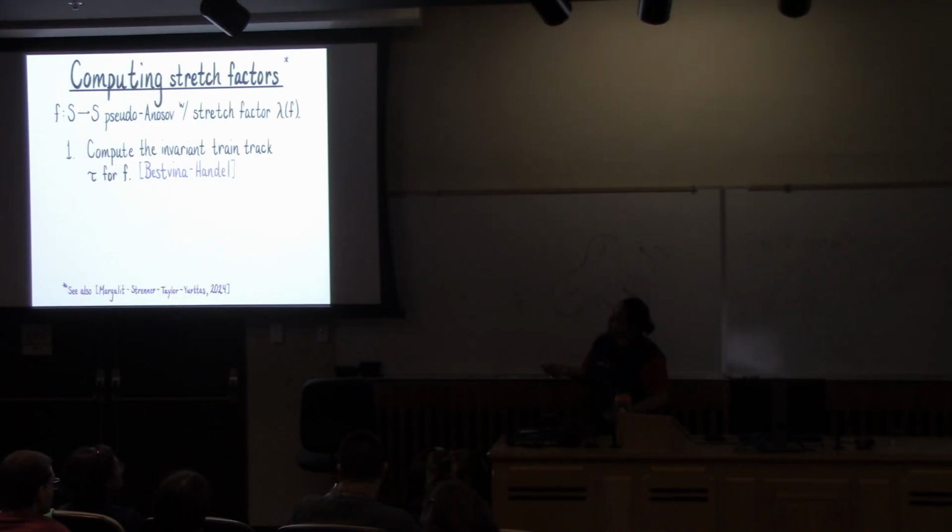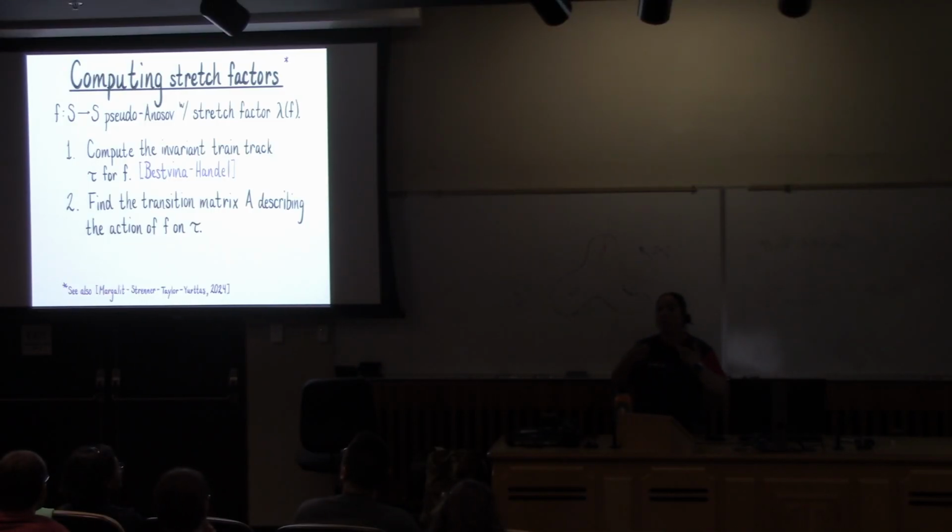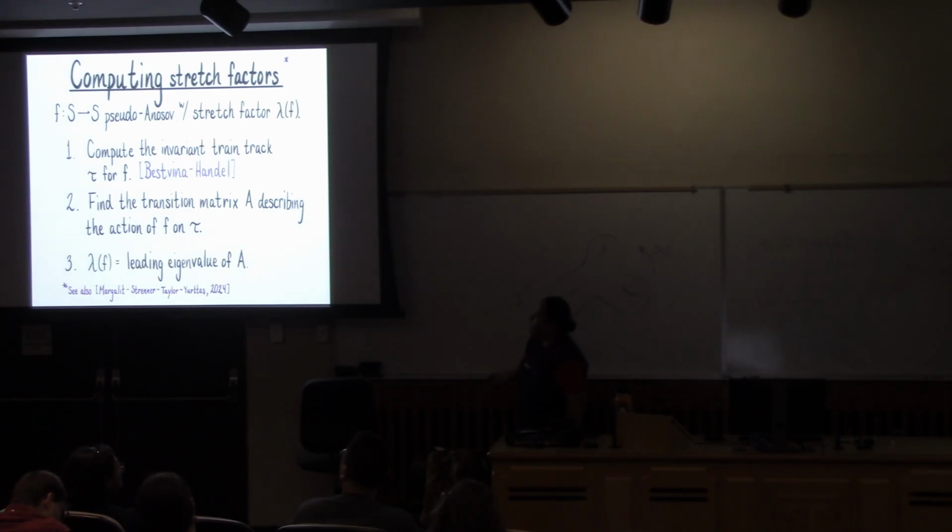You can compute an invariant train track. There's an algorithm for this given by Bestvina-Handel. You find the transition matrix, which describes the action of your map on this train track. So this is just some smooth graph that's embedded in your surface. And then you compute the leading eigenvalue of that transition matrix. That gives you the stretch factor.